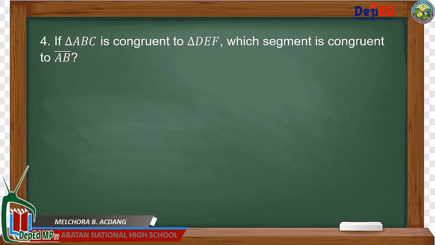Number 4, if triangle ABC is congruent to triangle DAF, which segment is congruent to line segment AB? Letter A, line segment BC. Letter B, line segment AC. Letter C, line segment DE. And letter D, line segment EB.